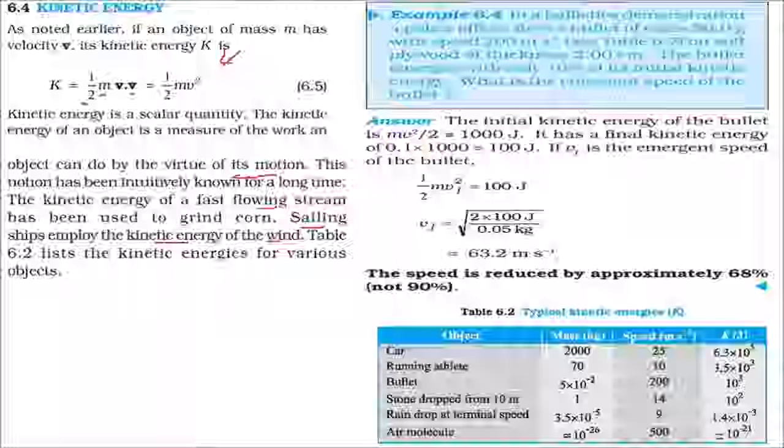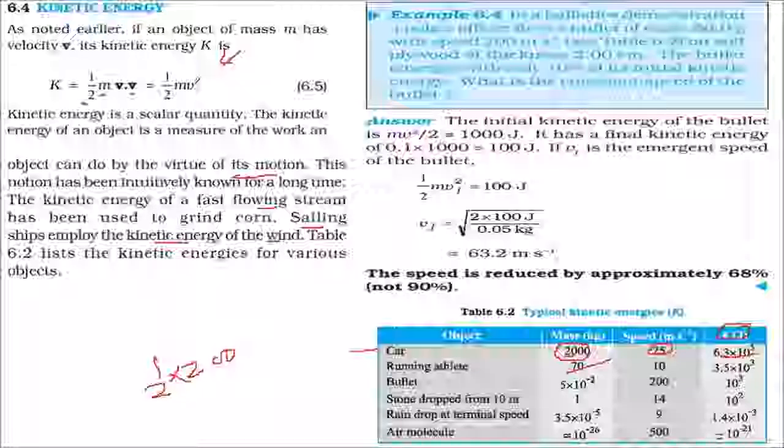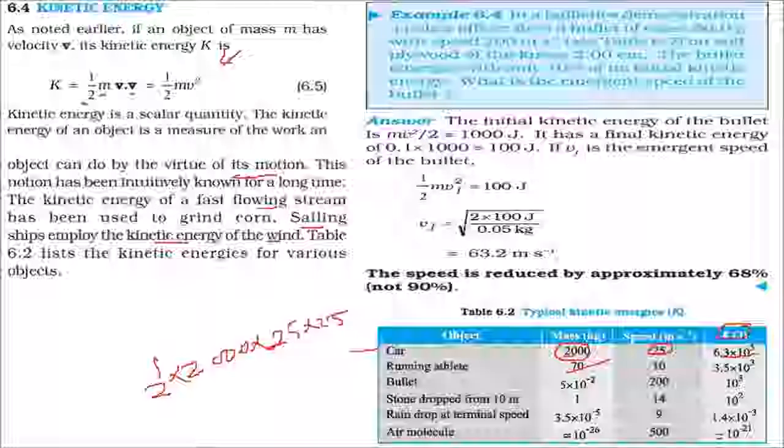Let us take for example these cars, this is the mass, these are the kinetic energies, and how is this formed? This is m, this is 25. So how has this 6.3 into 10 to the power 5 come? Half into mass, which is 2000, into v, velocity, 25 into 25. So half into m into v square gives you this. So this is how the kinetic energy can be computed.